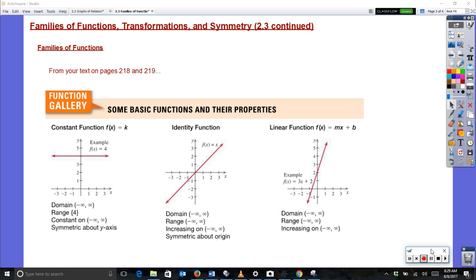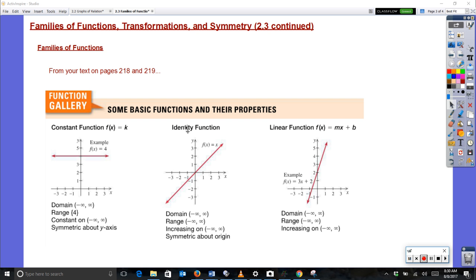So on pages 218 and 219 of our text, there's what they call a function gallery. And they start off with just giving you a few basic examples of functions. If you have a good idea of what these graphs look like, you're off to a great start in transforming them or answering questions about them. So they look at three types of linear graphs, just a constant function here on the left. It gives you an example of the graph of y equals 4, f of x equals 4, domain, range, and then it talks about whether it increases or decreases and what type of symmetry.